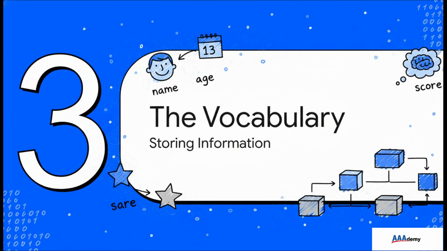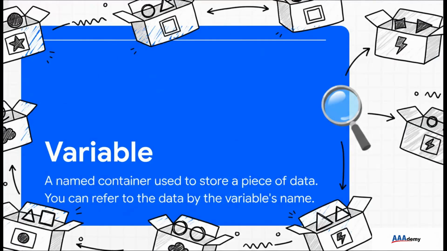The nouns, the words we use to talk about things. So how do we get a program to actually remember stuff like, say, a user's name or your score in a game? That's where variables come in. And honestly, the best way to think of a variable is just as a labeled box. That's it. You put a piece of information inside the box, you slap a name on the outside, and anytime you need what's inside, you just call it by its name.